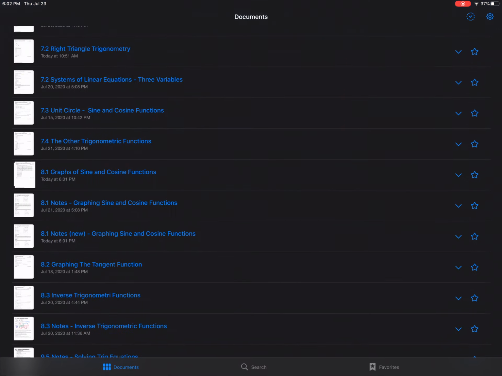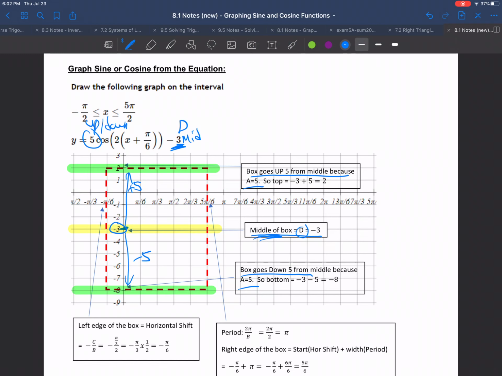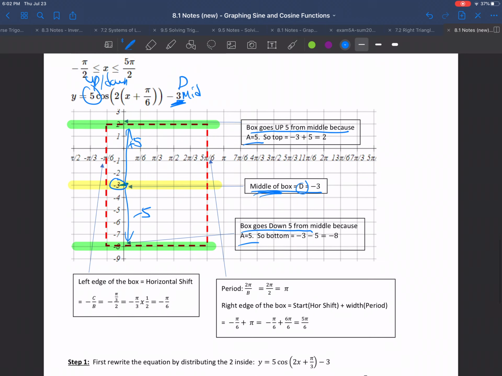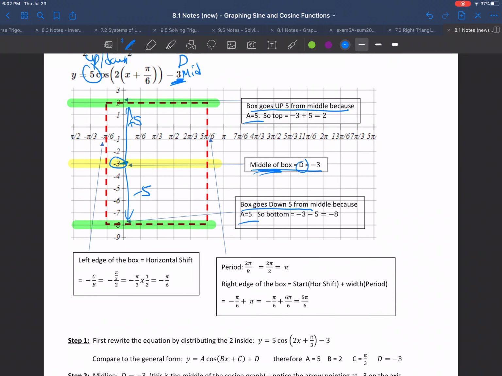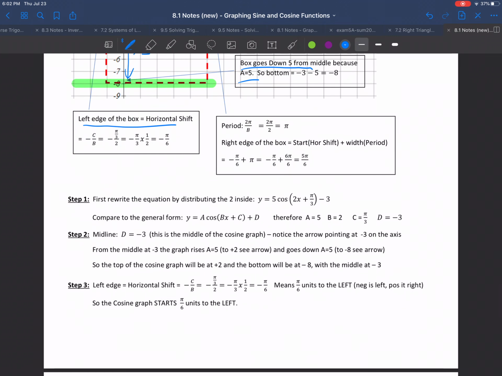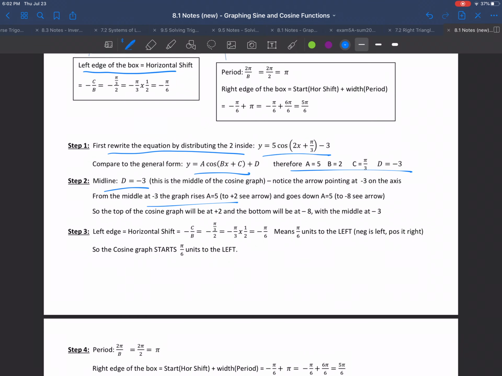Okay, let's go back to the notes now. So now the notes say, okay, so that's how you get the middle, top, and bottom. And next, we are going to get the left edge of the box. I put steps here. So first, rewrite, multiply it out. I didn't bother to do that. I'll go back and do that in a minute. Compare it to the general form. Identify A, B, C, and D. The middle is D, then the A is up and down. Got it. We're on step 3.